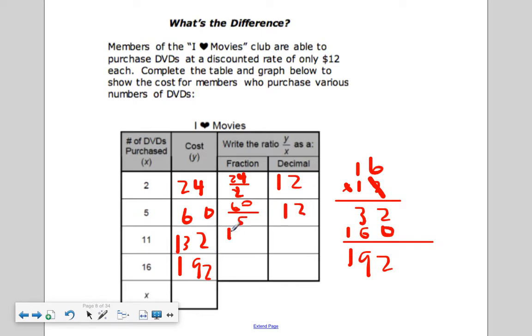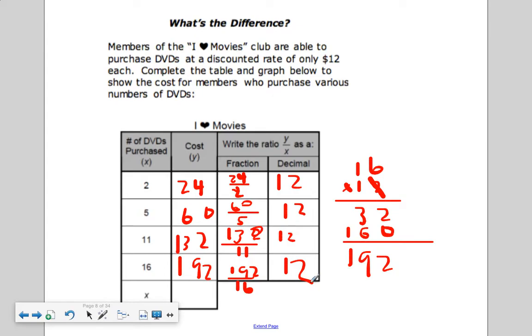Next one. The ratio of y over x, that's cost over number of DVDs, 132 divided by 11 is also 12. And last but not least, 192 divided by 16 is also 12. So what does this 12 mean? This 12 is the constant of proportionality. That means if I know the number of DVDs and I multiply by the constant of proportionality of 12, I can find the cost of any number of DVDs I purchase.